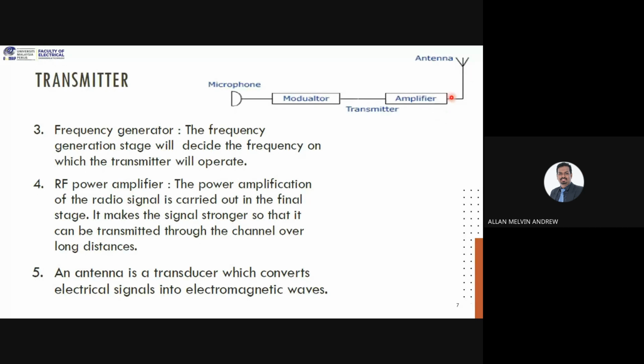Then the final part is the antenna. The antenna is a transducer which converts electrical signals into electromagnetic waves. Here you have the electrical or electronic signal, and once it reaches the antenna, it converts this signal into an electromagnetic wave. We know electromagnetic waves have a various spectrum, and we use that spectrum to transmit the information. So the antenna is very powerful.